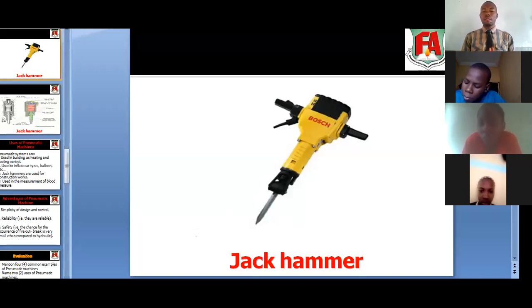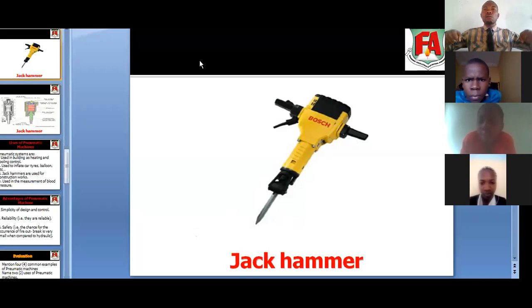Exactly, because when you hold the handle of the jackhammer and you press the start button, the jackhammer will be vibrating up, down, up, down. As it's vibrating, it will be digging the hole, or it will be breaking the rock that you want to break.